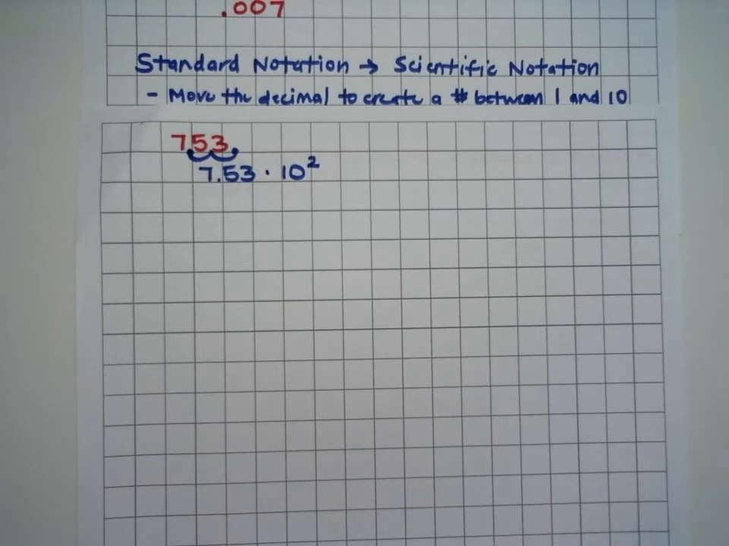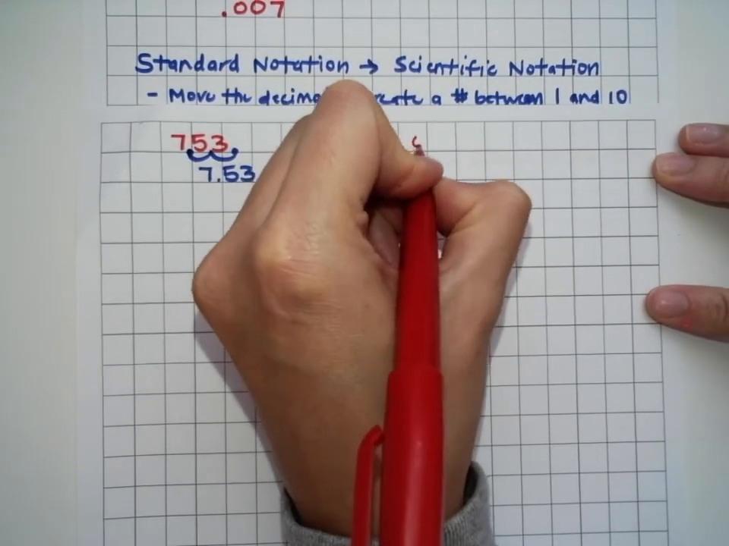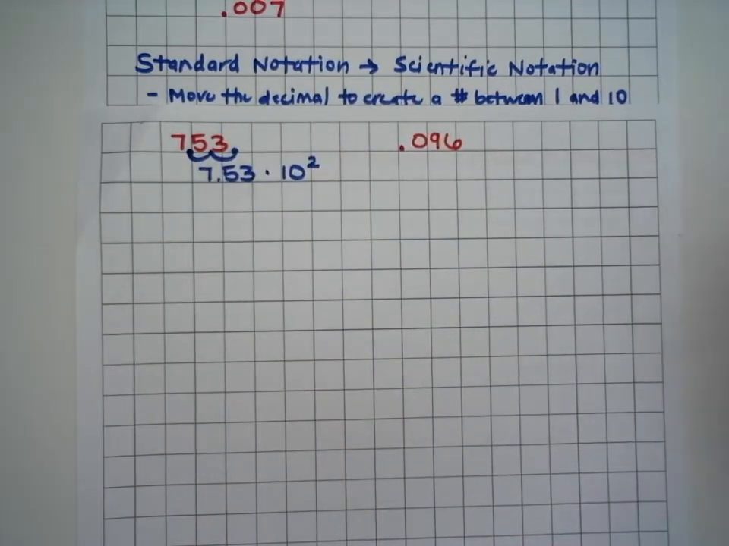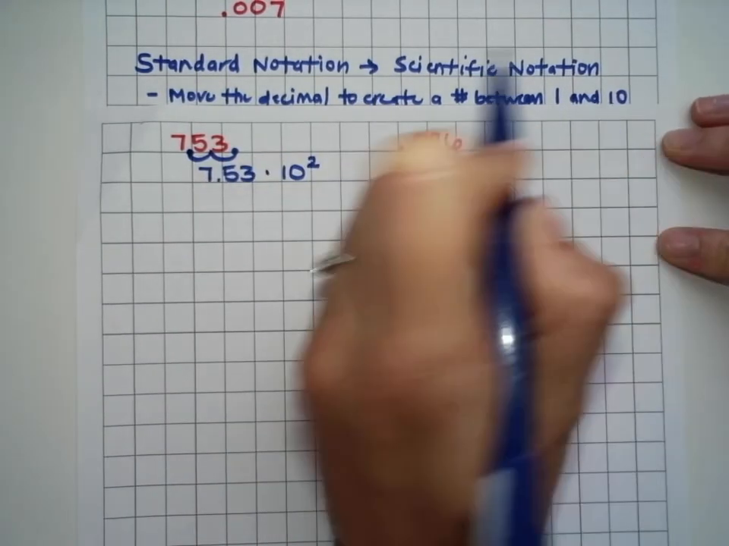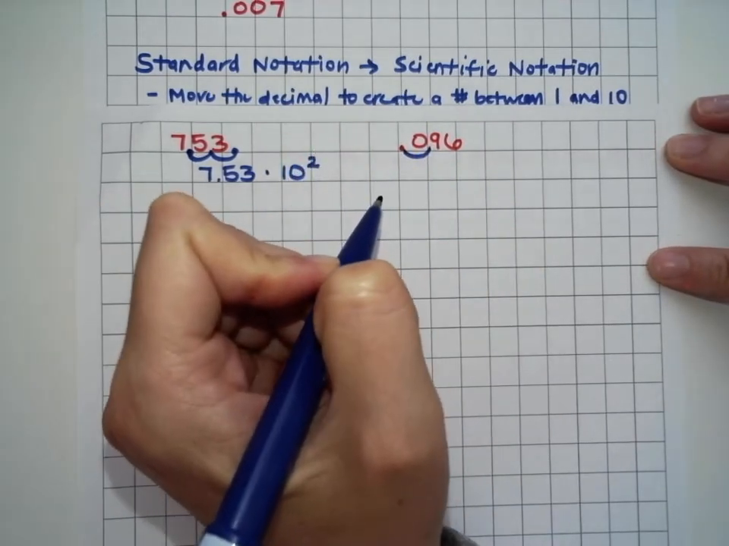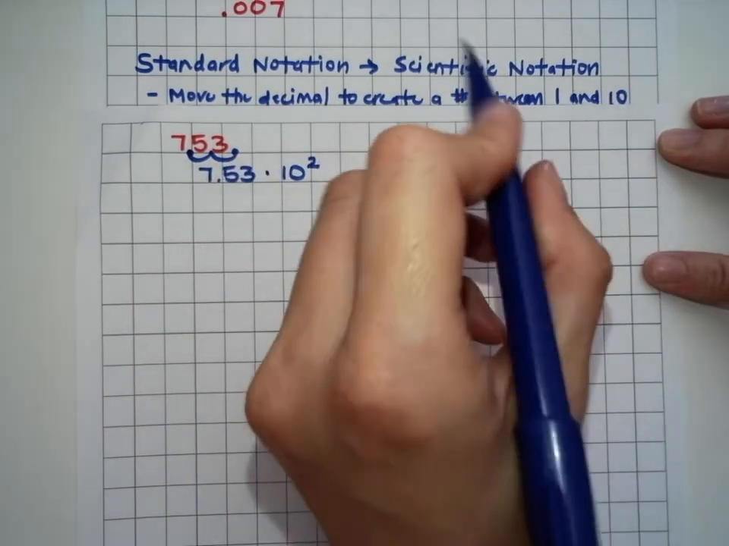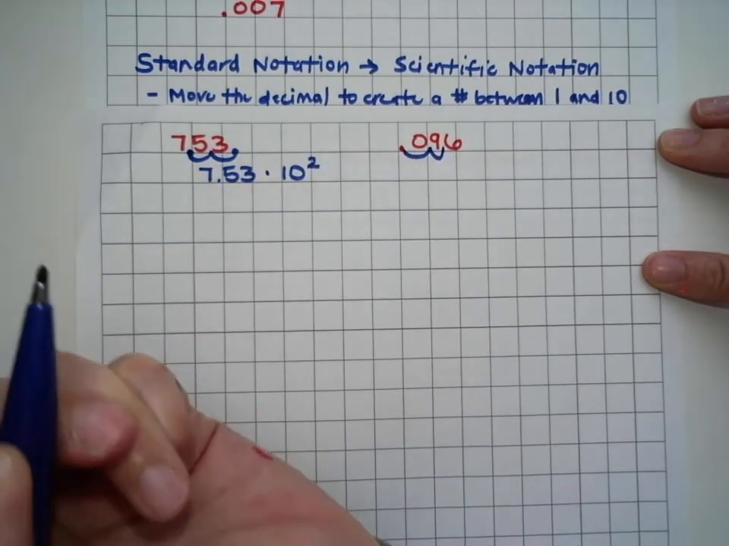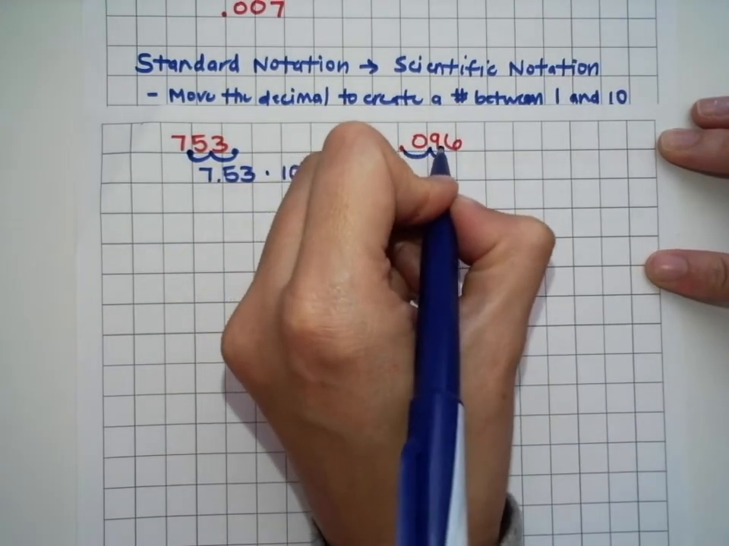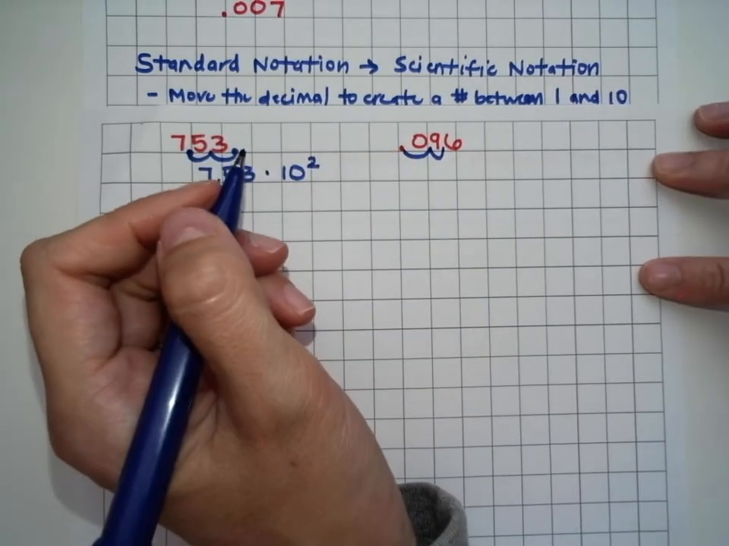Okay, and let's try one more. What if we have 0.096? First, we need to move our decimal to create a number between 1 and 10. So if we move it once, we have 0.96, that is just shy of 1. So we're going to have to move it again. And when we move it again, that gives us 9.6, which is a number between 1 and 10.